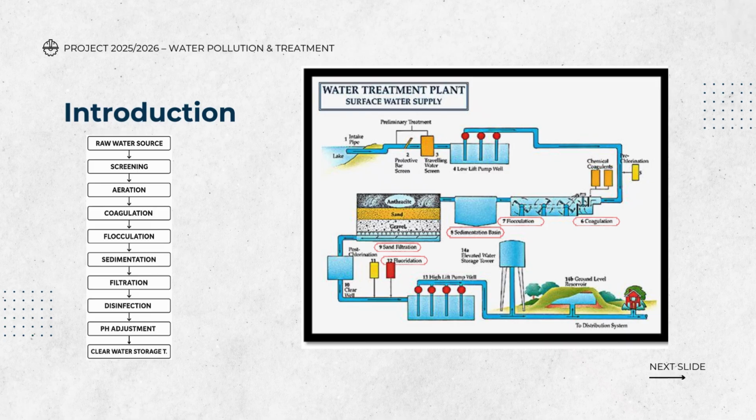Our introduction begins with the diagram below, which illustrates the water treatment process, from the collection of rainwater to its delivery into households. The treatment sequence emphasizes key stages, including coagulation, flocculation, sedimentation, filtration, and fluoridation.